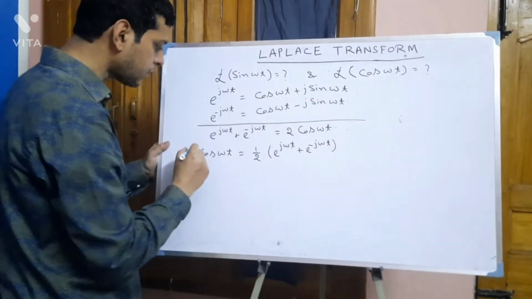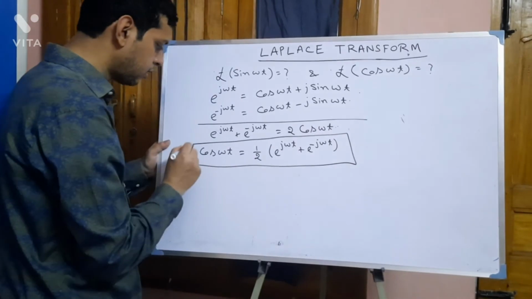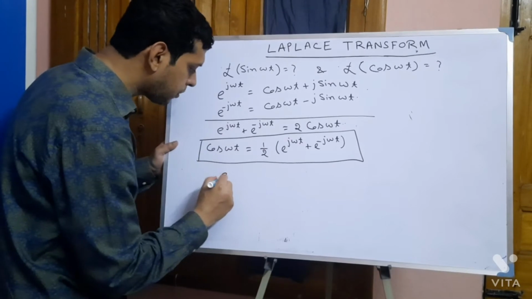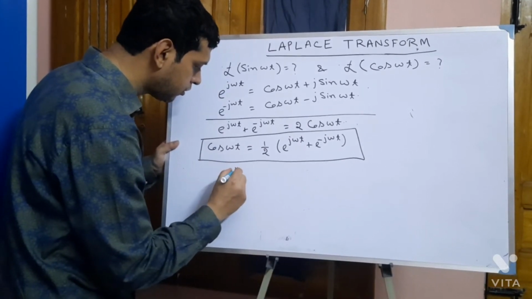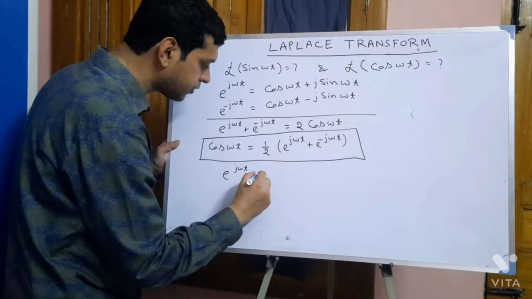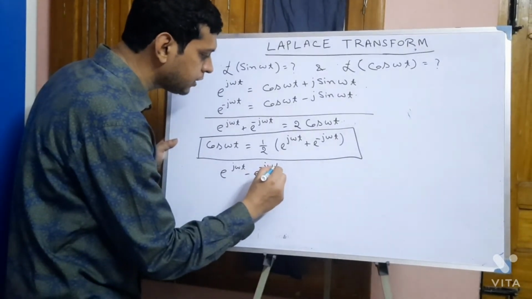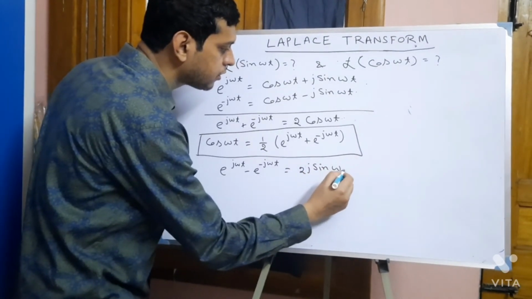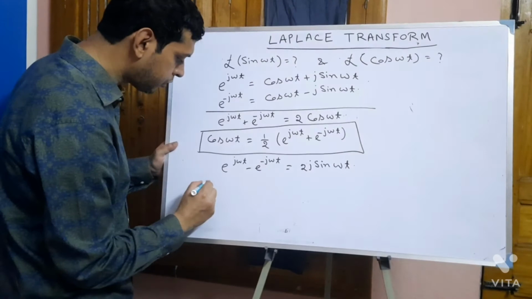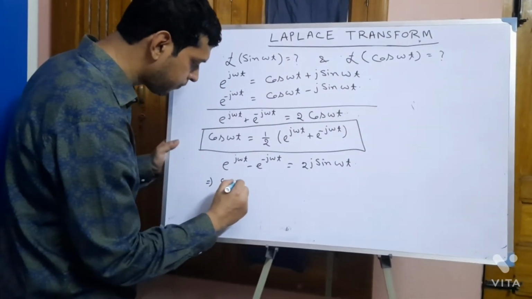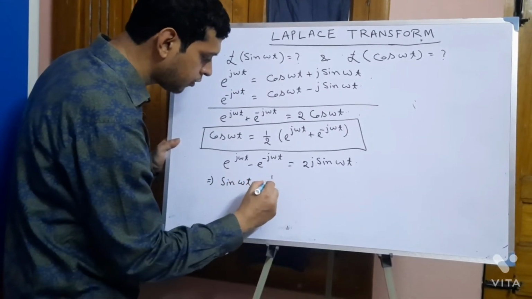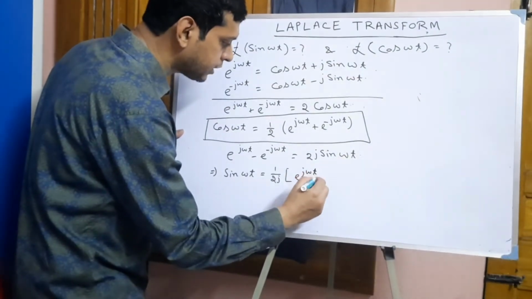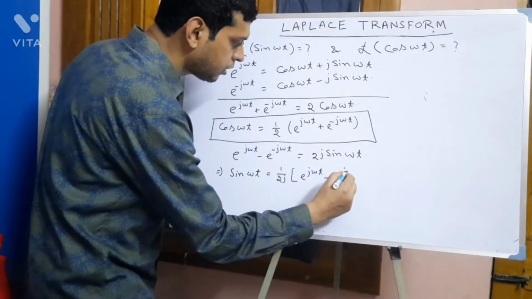Okay, now let us subtract this quantity from this one. So e to the power j omega t minus e to the power minus j omega t gives us 2j sin omega t. Therefore sin omega t is 1 by 2j into e to the power j omega t minus e to the power minus j omega t.